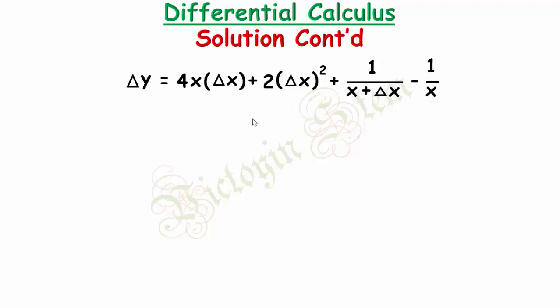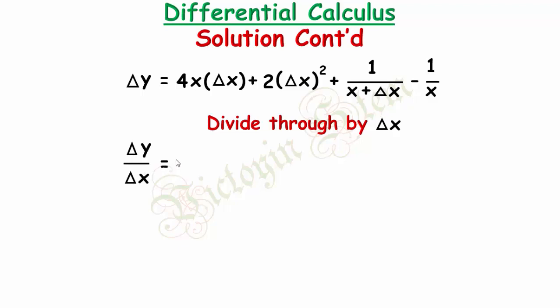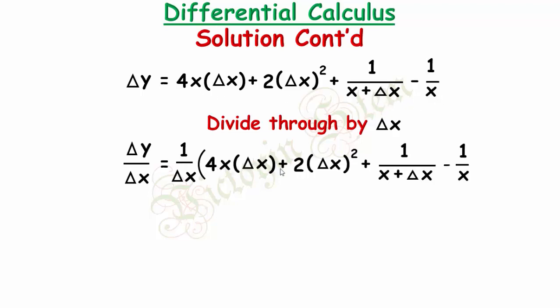Next thing is to divide through, that is, we'll divide the left hand side and the right hand side by delta x. So I'll have delta y divided by delta x equals 1 divided by delta x. I'll open up a big bracket and then I'll replicate the entire right hand side of this equation, and then I'll close up my bracket. So I need to solve the right hand side further. So for me to do that, I'll replicate the left hand side.